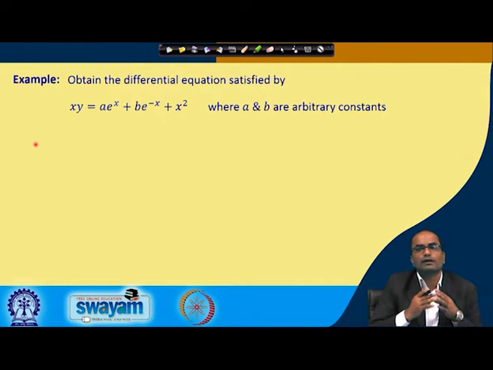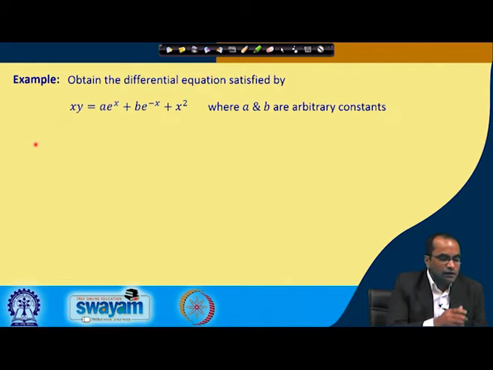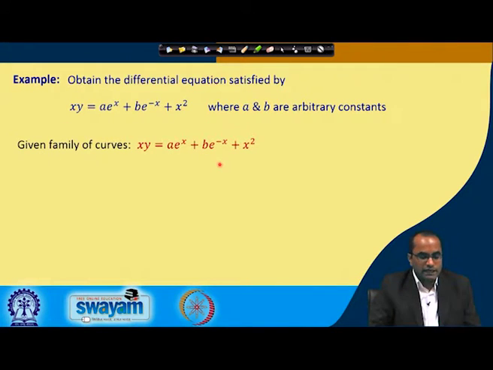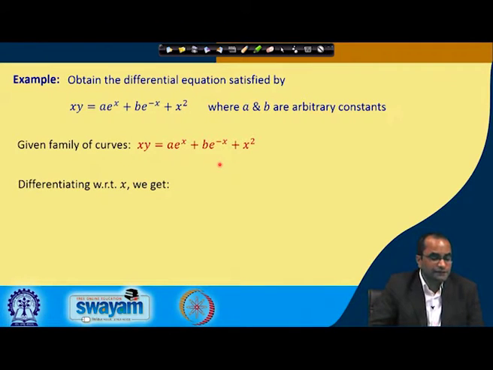Out of this 2 parameter family of curves, we are expecting that the corresponding differential equation will be a second order differential equation, when we try to eliminate these 2 constants from the equations after taking the derivative of this relation. So, here the given family of curves is x y equal to a e power x plus b e power minus x plus x square, and if we differentiate this with respect to x, what do we get?